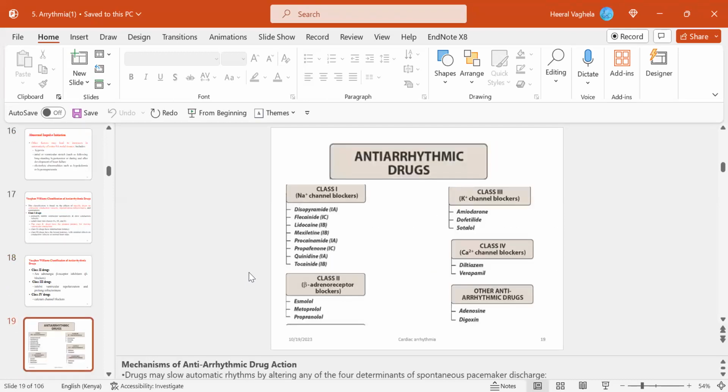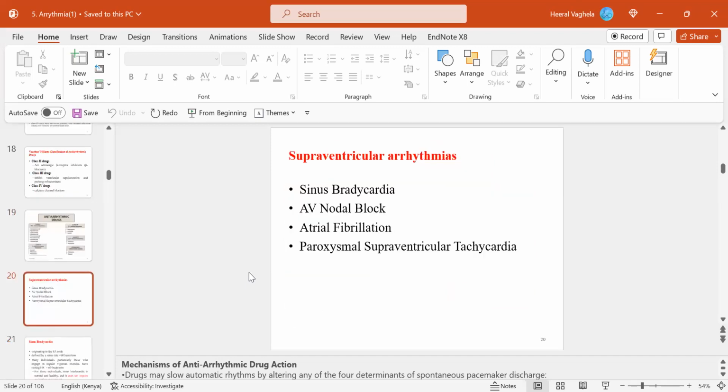So classes of antiarrhythmic drugs, there are four main classes, where class one drugs are sodium channel blockers, class 2 are beta blockers, class 3 is potassium channel blockers, and class 4 is calcium channel blockers.